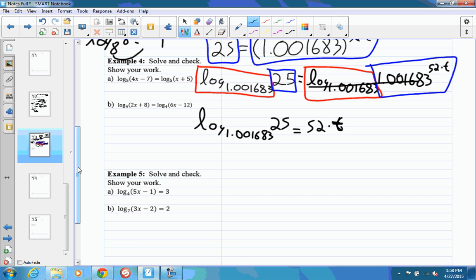Can I do this in my calculator? You betcha. Do it. What do you get? Log base that ugly number of 25.